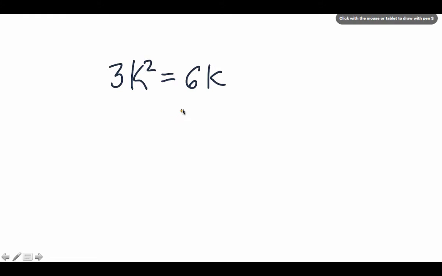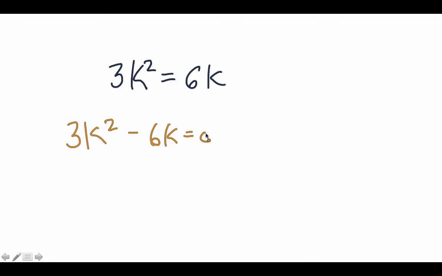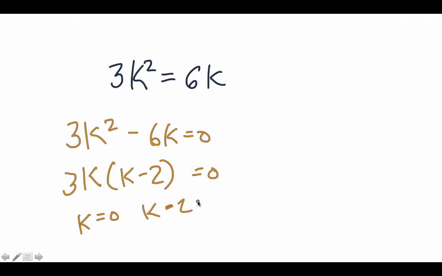Another great example was this question here, where we had 3k squared equals 6k, and the first thing we had to do was set it equal to 0. Two ways. You could subtract 6k from both sides and get this. Take out the common factor of 3k and you get k minus 2 equals 0. And now you get k equals 0 or k equals 2. I'm skipping some steps there because you've done this problem already.